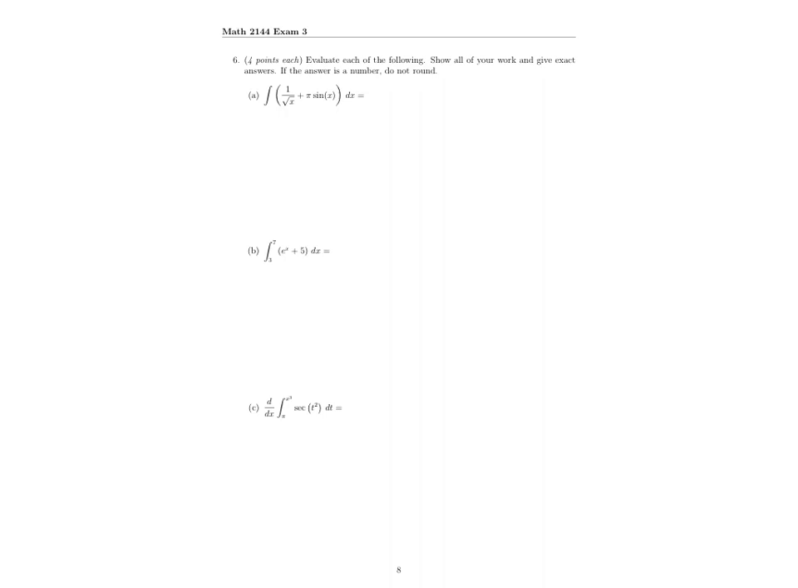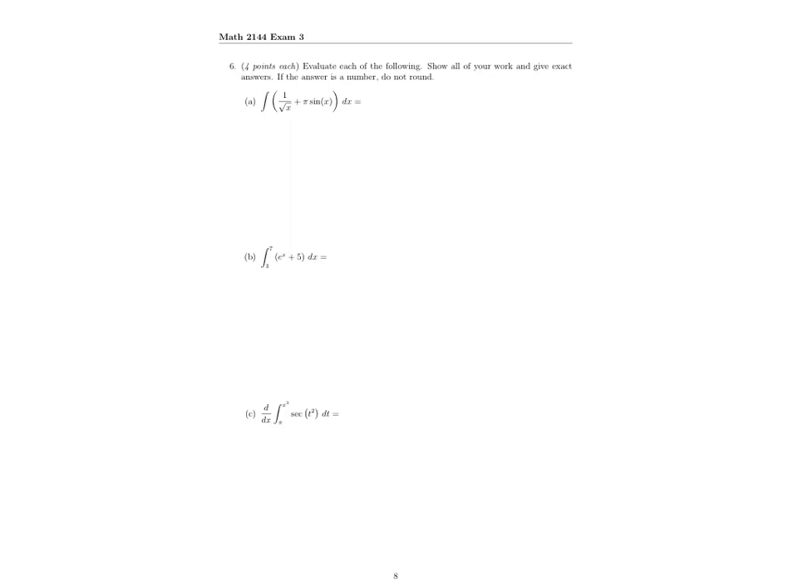We could rewrite 1 over square root of x as the integral of x to the negative 1/2 plus pi sine x dx. And when I integrate x to the negative 1/2, I'm going to add 1 to the power, so it's going to be x to the 1/2 over 1/2, which can be multiplied by 2, plus pi is just a constant.